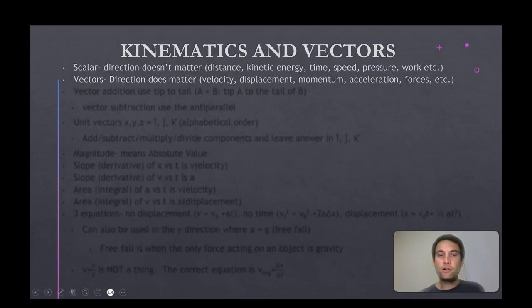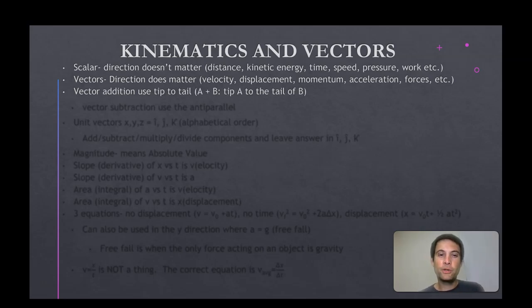First of all, scalar means direction doesn't matter. Things like distance, kinetic energy, time, speed, pressure, work. Direction doesn't matter. Remember that you can have a negative work quantity, but that does not mean it's a vector. Vector means direction does matter. So your velocity, displacement, momentum, acceleration, forces.